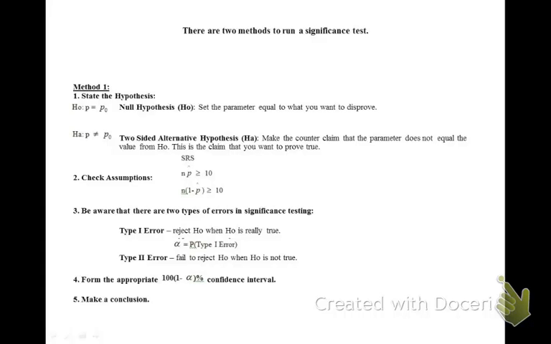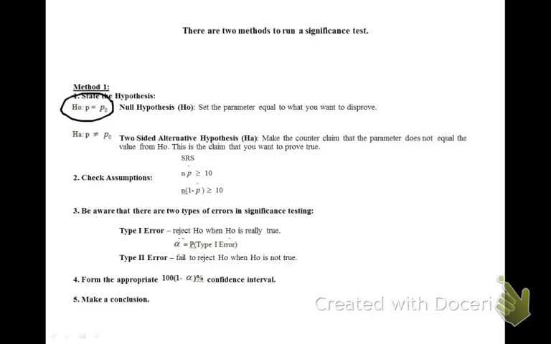There are two methods to run a significance test. In the first method, you will state the hypotheses. The null hypothesis is a statement you want to disprove. In the null hypothesis, H0, you should make the claim that the population proportion P equals some number P0.